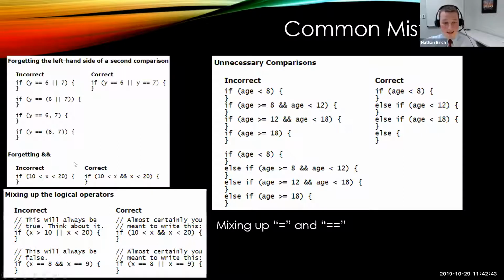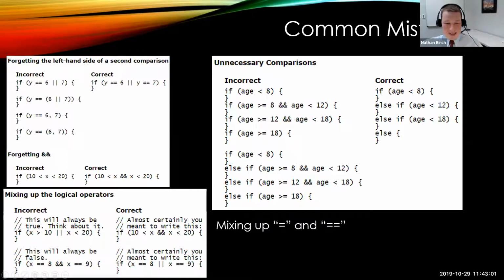Forgetting the and. I know that some of you are taking a Python class right now. This would work beautifully in Python, but it does not work in JavaScript. In JavaScript, you have to say 10 is less than x and x is less than 20. Mixing up the logical operators.